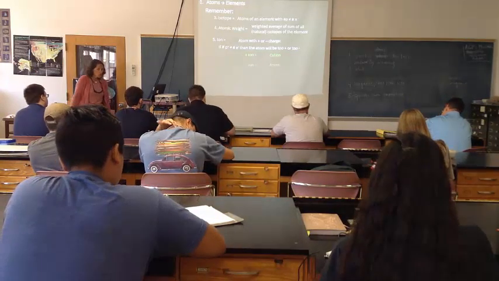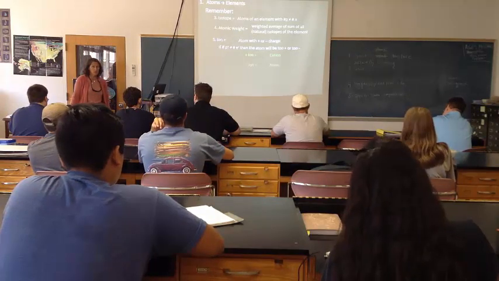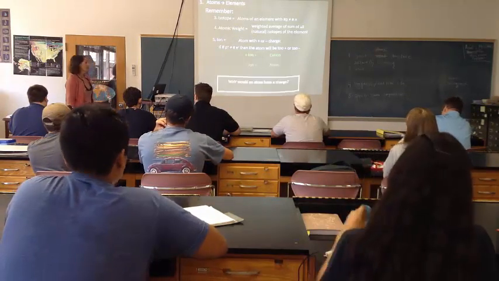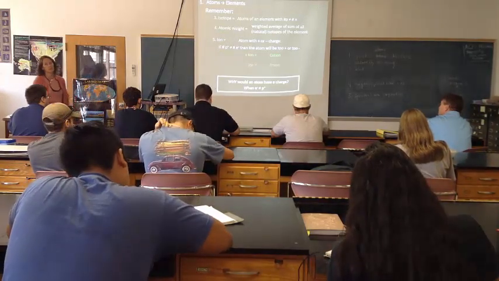Why would it have a charge? Because the number of neutrons changed? Oh, the electrons. Okay. So when the number of electrons doesn't equal the number of protons, then we have an ion.